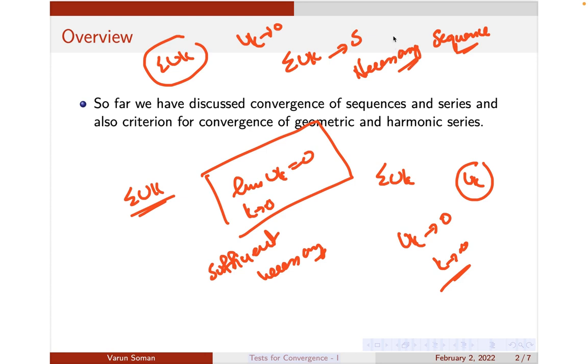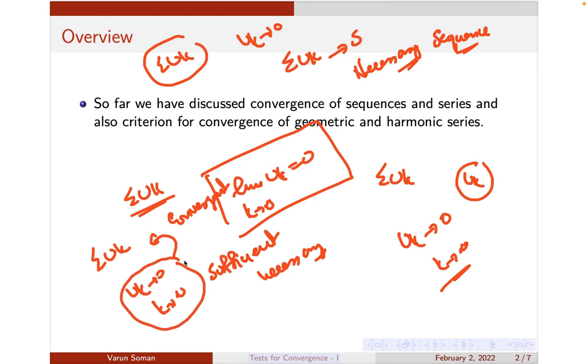What do you mean by sufficient? Suppose you have a series sigma uk, and suppose uk goes to zero as k tends to infinity. This does not mean the series is convergent. Just because uk goes to zero, it is not sufficient to say that sigma uk is convergent. A very good example is the series sigma 1 by k. It is the harmonic series with p equal to 1. For the harmonic series to be convergent, p should be greater than 1, and for it to be divergent, p should be less than or equal to 1. I hope you remember the harmonic series sigma 1 by k raised to p.